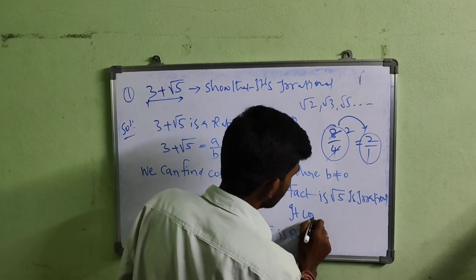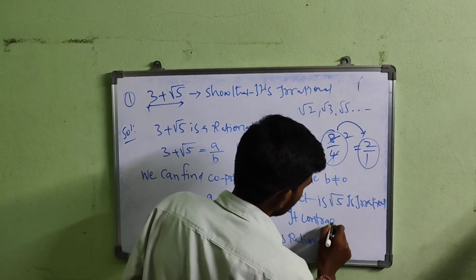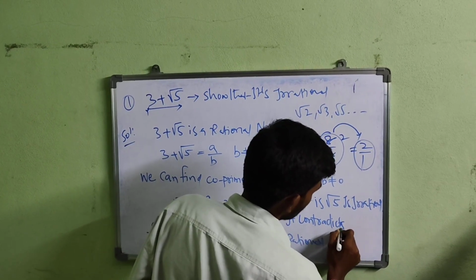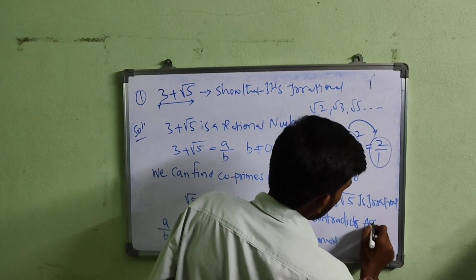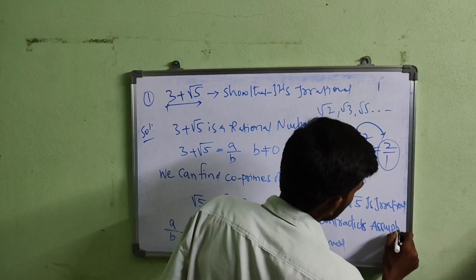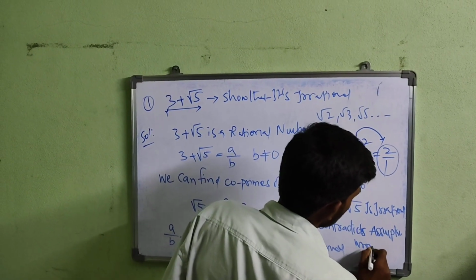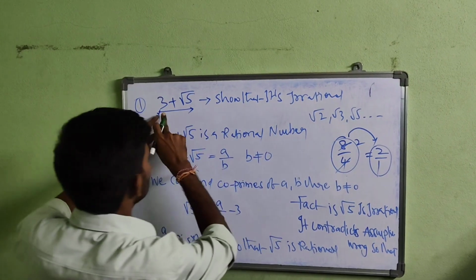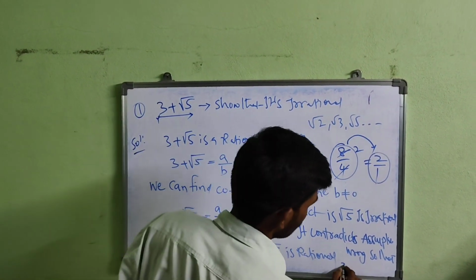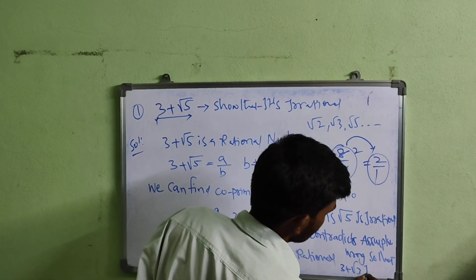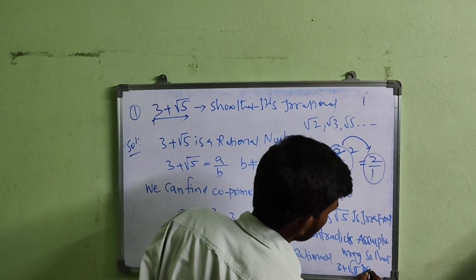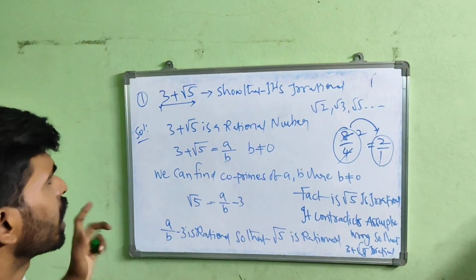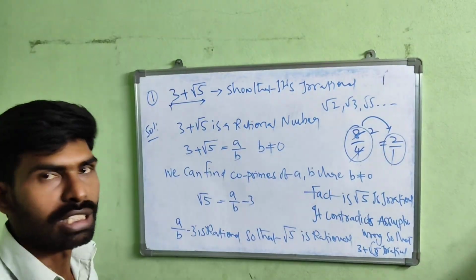It contradicts, so the assumption is wrong. So that 3 plus root 5 is irrational. We need to write it as 3 plus root 5 is irrational. We need to write the statements only in this way for irrational.